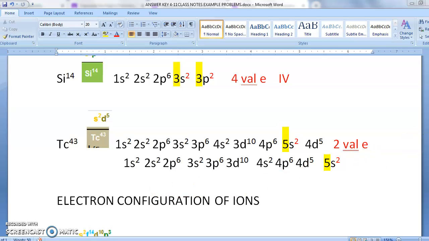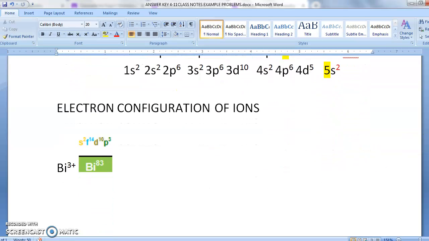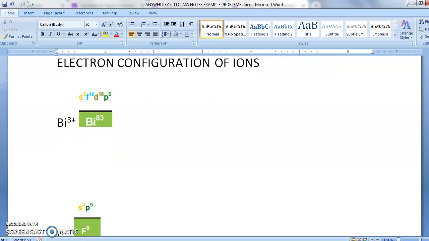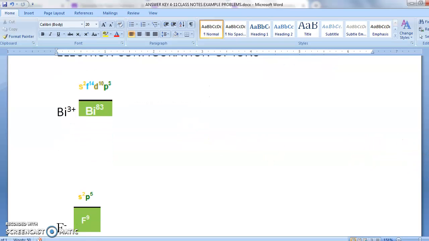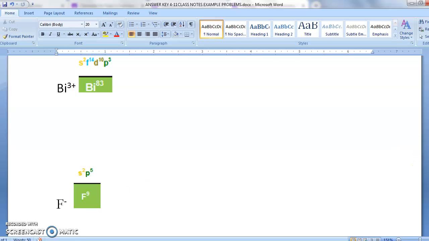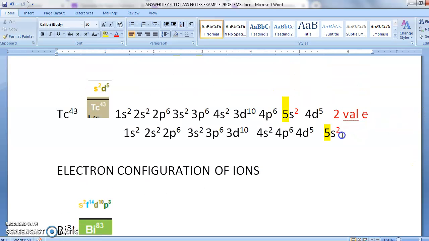In this video, we will be showing how to get the electron configurations for cations or positive ions, as well as negative ions or anions. Before we start, I do want to point out that I had a typo when I was showing you the energy level electron configuration.